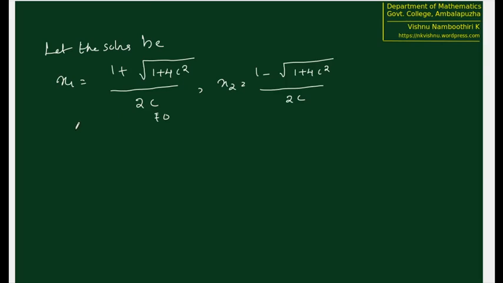Okay. Now remember that the product x1 x2, we will verify that. So if we try to look at this x1 and x2, what is the product? x1 x2 is nothing but (1 minus (1 plus 4c square)) by 4c square, that is equal to minus 4c square by 4c square, that is minus 1. Therefore x1 x2 is minus 1. This is an important thing. We are going to make use of this.